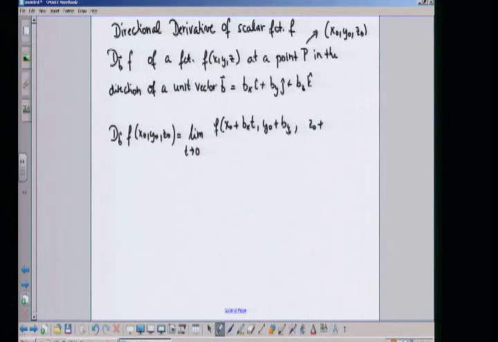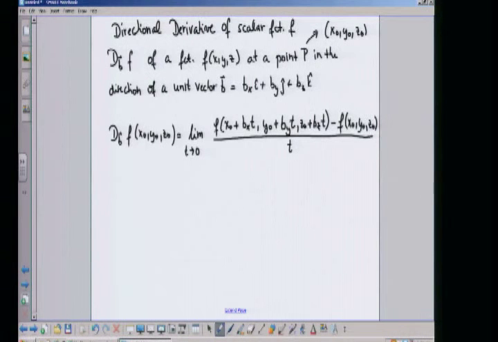y0 plus by times t, z0 plus bz times t, okay? I'm sorry, I messed this up. So I take a small parameter t, and I go in the direction that is prescribed by b, and I subtract f evaluated at the point itself, x0, y0, z0, okay? And all of this I divide by t.